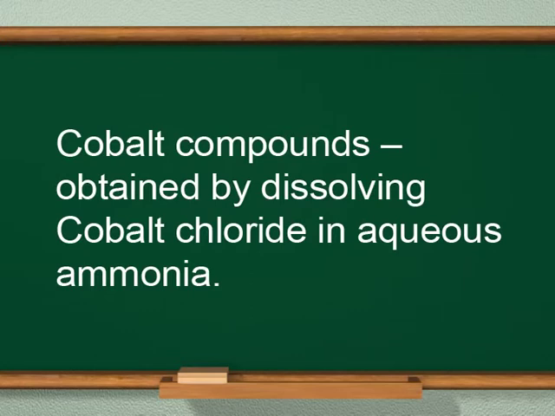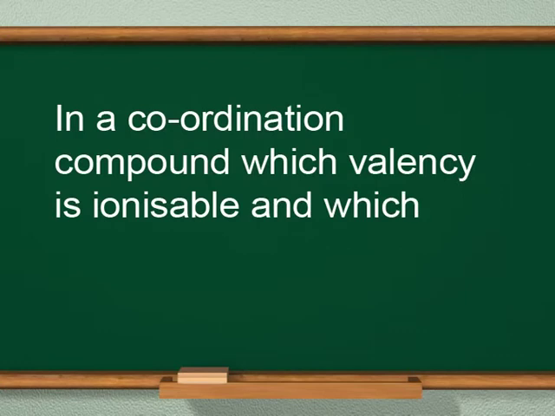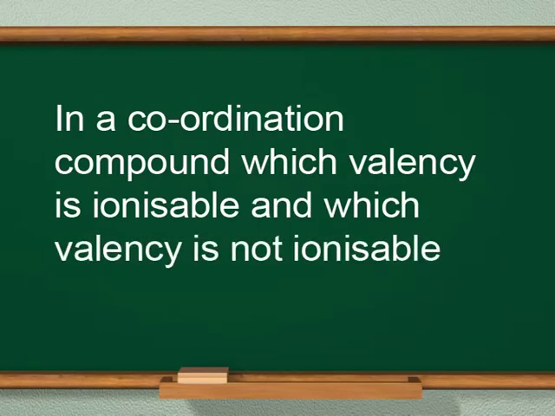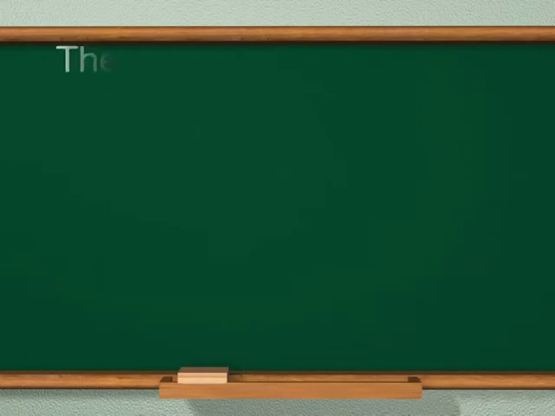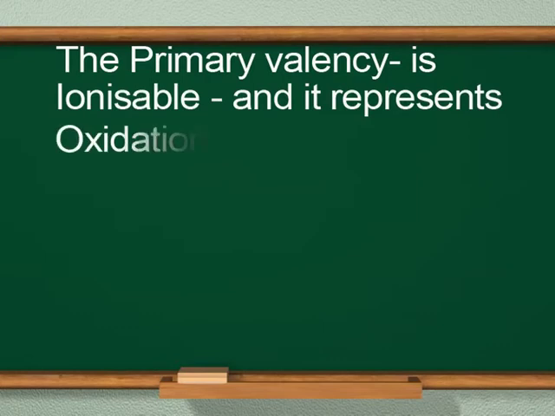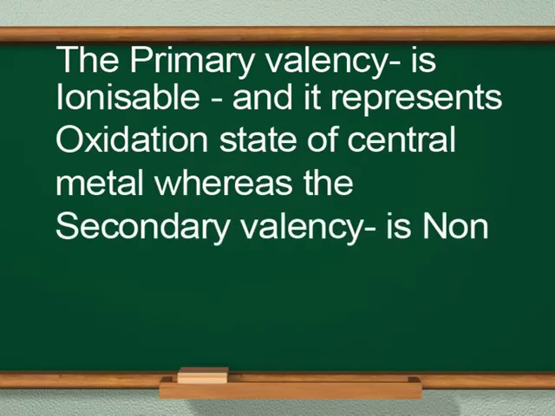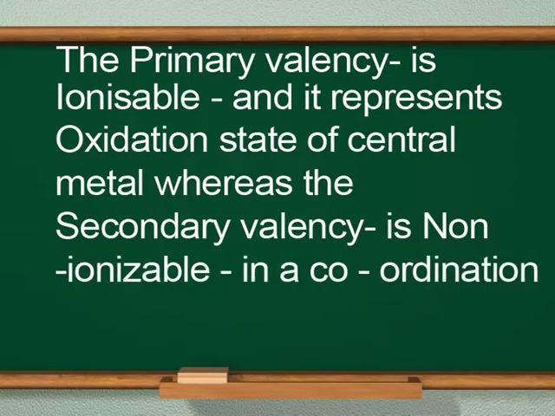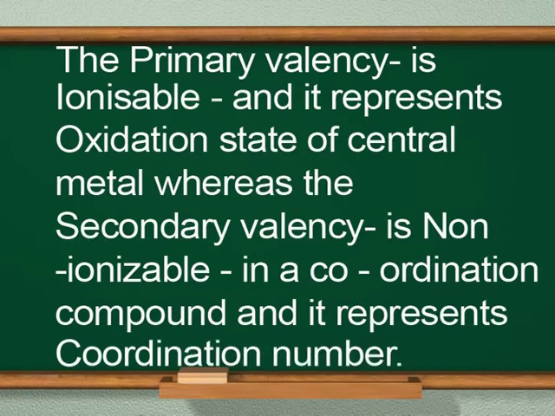My last question is, in a coordination compound, which valency is ionizable and which valency is not ionizable, and what do they represent? And the answer is the primary valency is ionizable and it represents oxidation state of central metal, whereas the secondary valency is non-ionizable in a coordination compound and it represents coordination number.